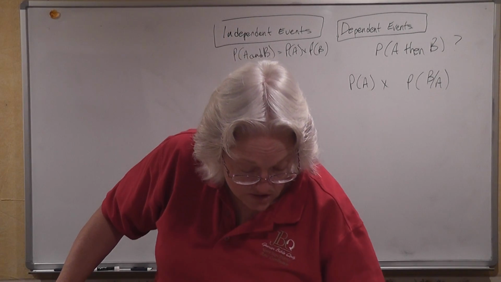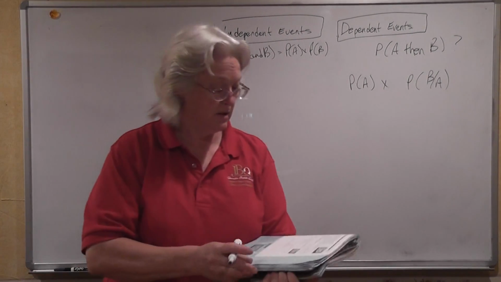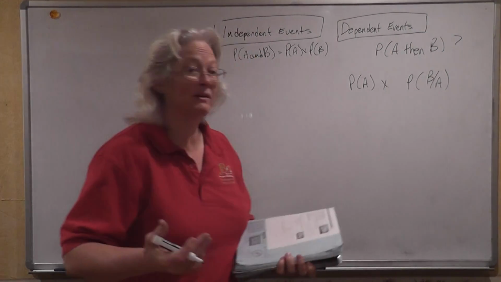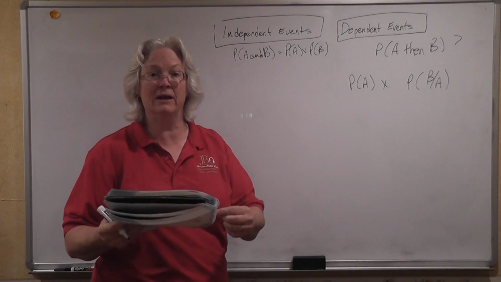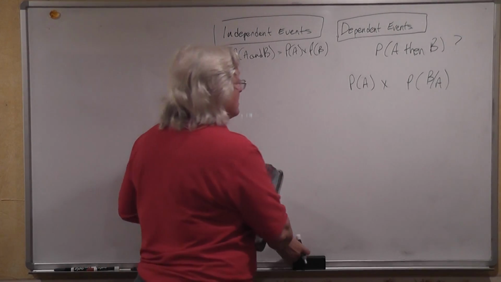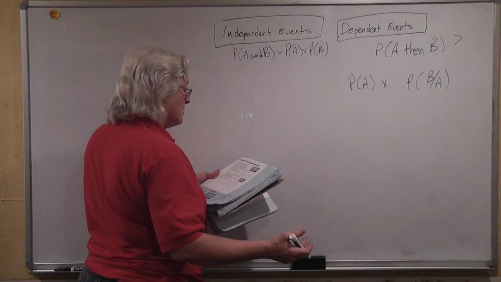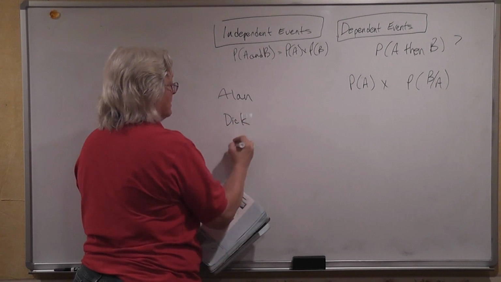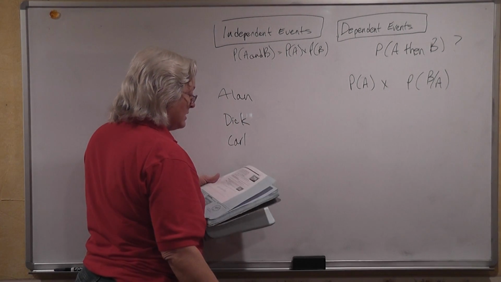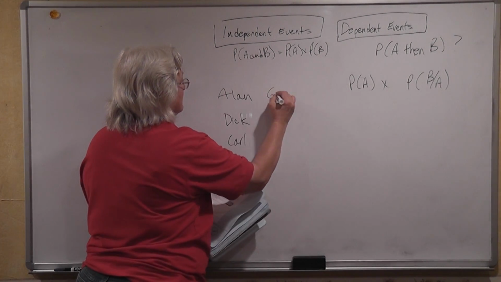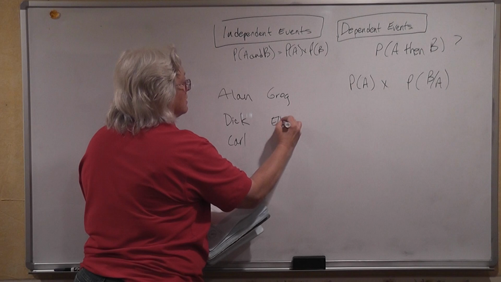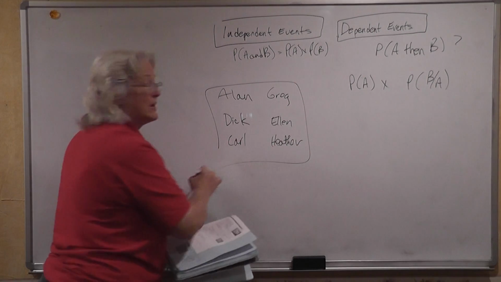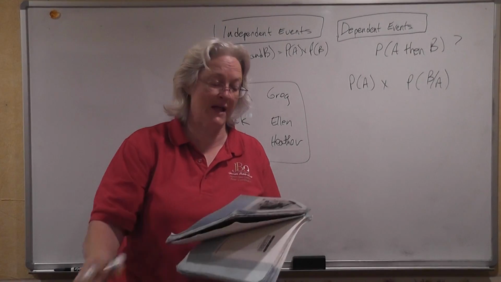This is on page 469. And we're going to have just a little bit of a different example of drawing names. I really should have left the box back on, but I'm going to draw it again. We have Alan, Dick, and Carl are the boys' names in the box. And then we have Greg is another boy's name. Greg, Ellen, and Heather. And this is what our question is.